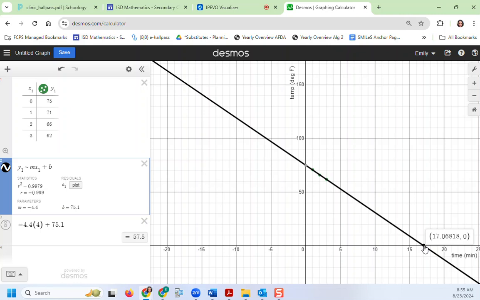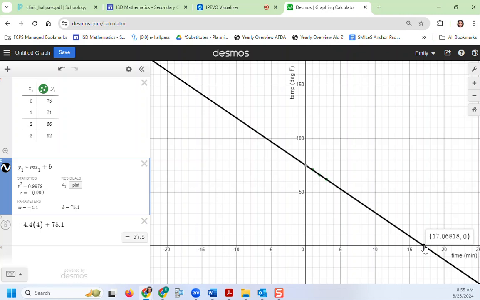Now, this only is happening during the eclipse. Do you think the eclipse until totality, do you think that that will take 17 minutes? I don't know, maybe. Probably not. Probably it's quicker than that. So maybe it never actually reaches 0 degrees. That's kind of cold, actually.